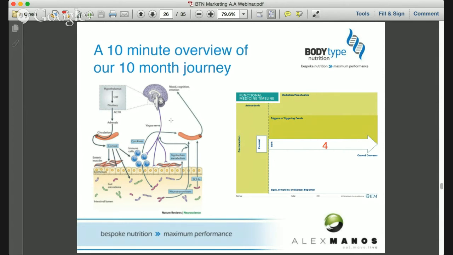So the gut can influence the brain and the brain can influence the gut. We have an endocrine pathway via hormones like cortisol and thyroxine. We have an immune pathway via cytokines that can influence the brain.